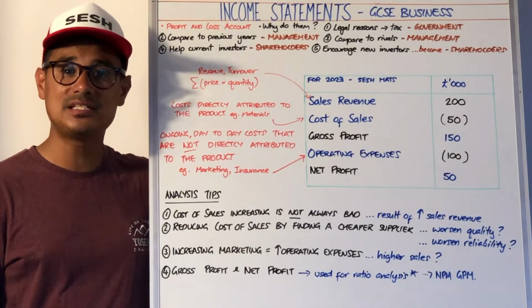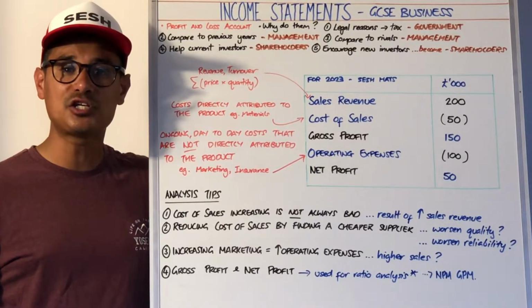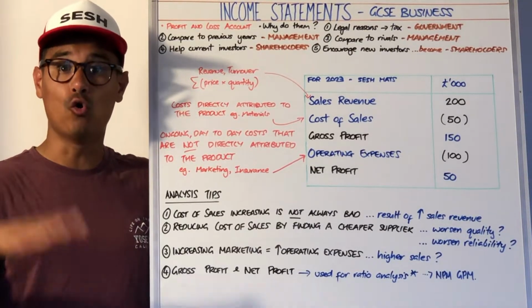Session on income statements. This is for GCSE business. So income statements are sometimes called profit and loss accounts because they show whether the business or the company has made a profit or a loss.